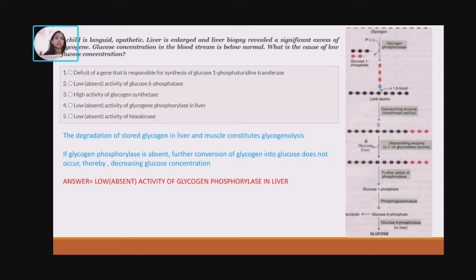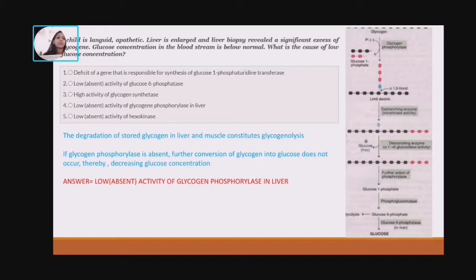First of all, from the question itself we get a clue that there is accumulation of glycogen in the body and there is less glucose concentration as well, right? So something is disrupted which converts glycogen into glucose. A metabolic disorder occurred which is disrupting the conversion of glycogen into glucose. This process is known as glycogenolysis, which means glycogen is lysed to form glucose.